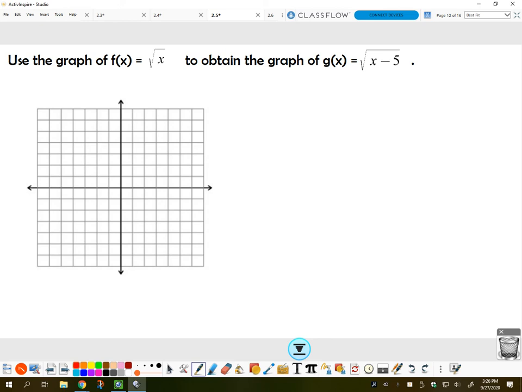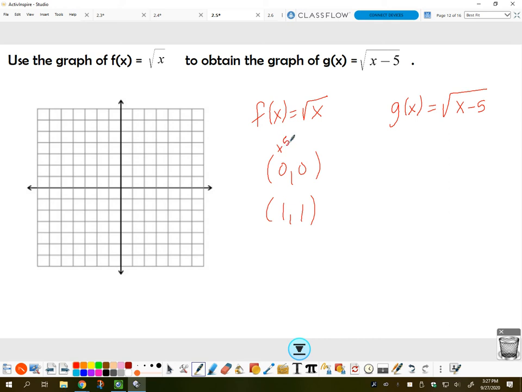Alright, so now we have the square root of x. So f of x looks like this, which means we know we go through 0, 0, we know we go through 1, 1. We could do more points, but this is enough. So g of x, we have x minus 5, and the minus 5 is on the inside, so it's going to do the opposite to the x's. So we're going to take our x's and add 5 to them. So we have a point at 5, 0, and we have a point at 6, 1. And we know what the square root function looks like.